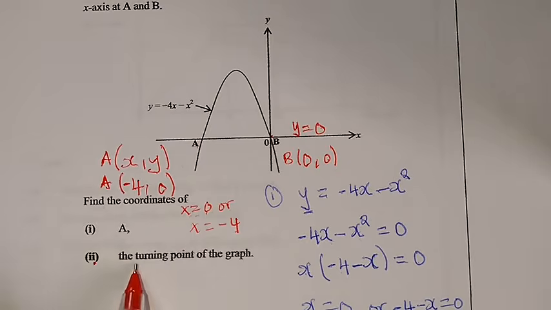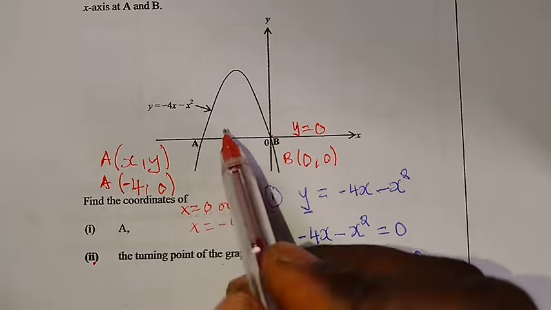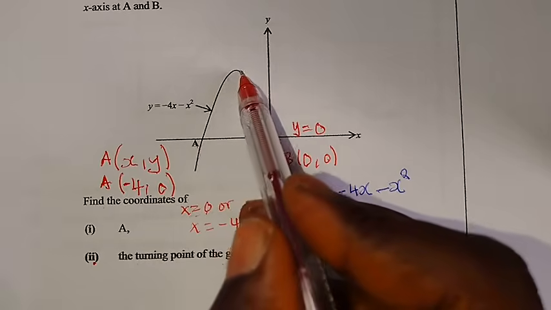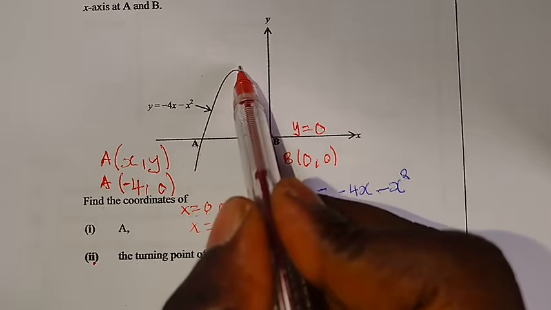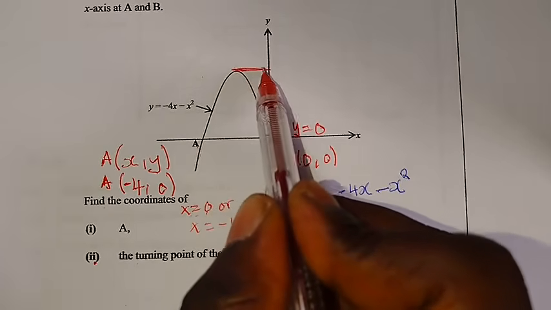Find the coordinates of the turning point of the graph. So they want us to find the coordinates of the turning point. So turning point: when this curve is going like this, it's making a turn right here. Okay, so these are the coordinates of the turning point. So this is the turning point.